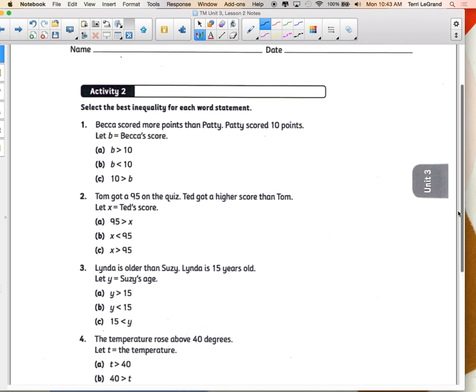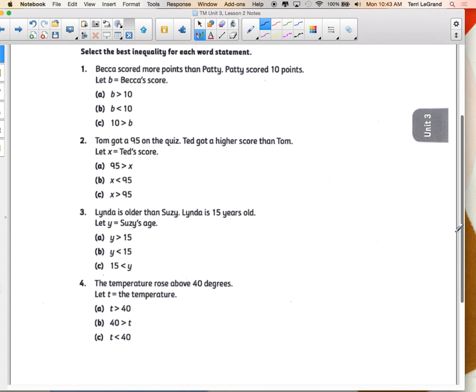On the back side, in activity 2, we are to select the best inequality for each word statement, but we're going to do more than that. We are also going to graph each of them, and that will be your expectation in your homework also for these multiple choice ones. So in number 1, Becca scored more points than Patty. Well, Becca scored more. Patty scored 10.